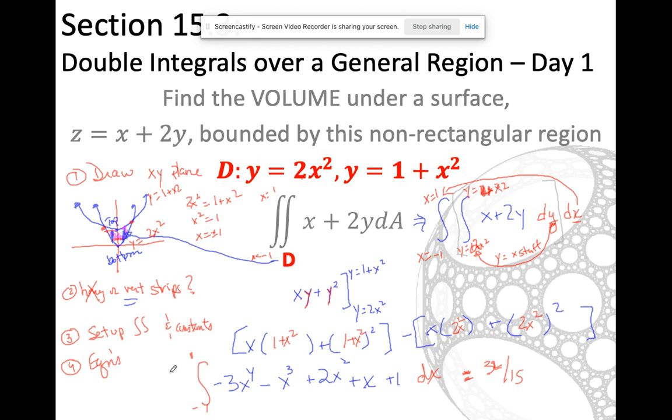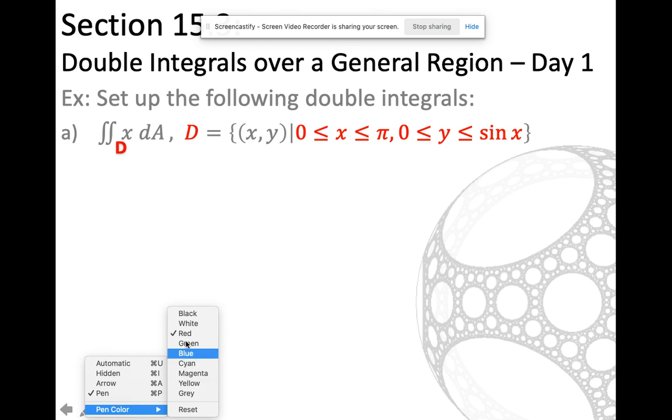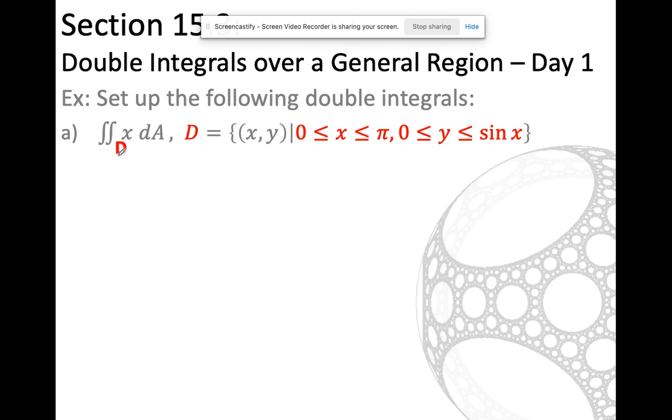So here's something that you might be asked to do. Instead of actually finding the volume, maybe I just ask you to set up the problem. Okay, so I'm not even asking you to do any integration. I just want you to set it up. So if I wanted you to set this problem up, I want you to take the non-rectangular region and draw it. And I wrote it out like this because sometimes your book likes to write it like this, which I think is kind of silly, but whatever. Can you draw that in the XY plane?